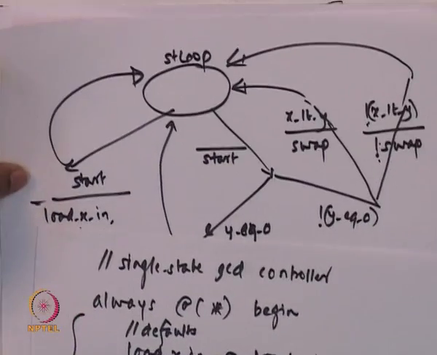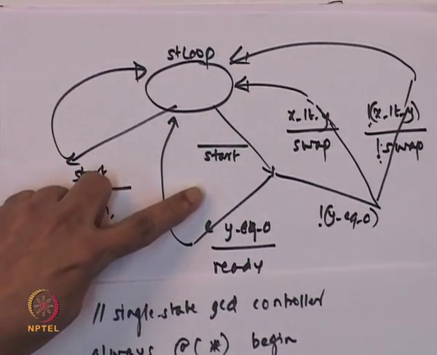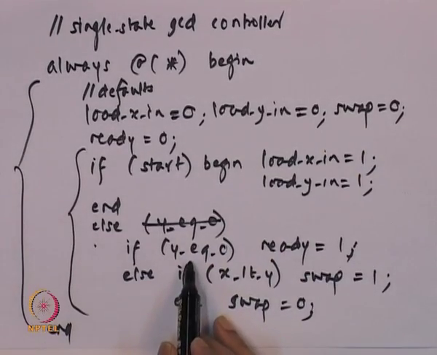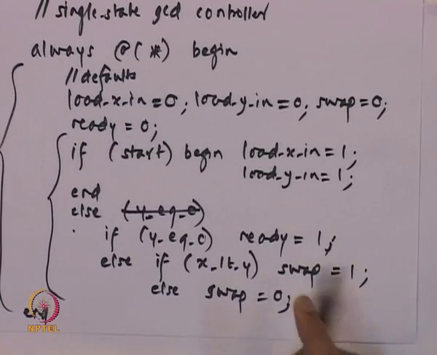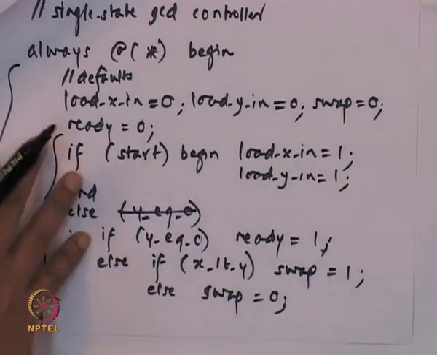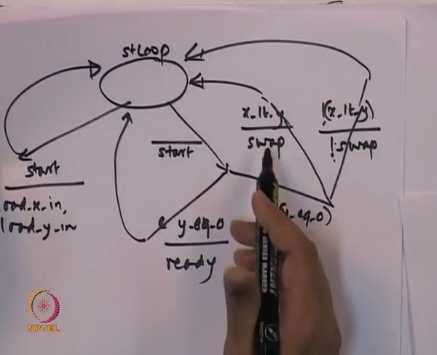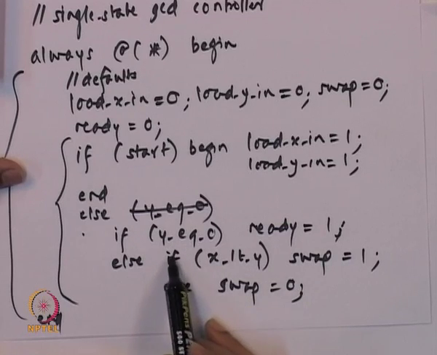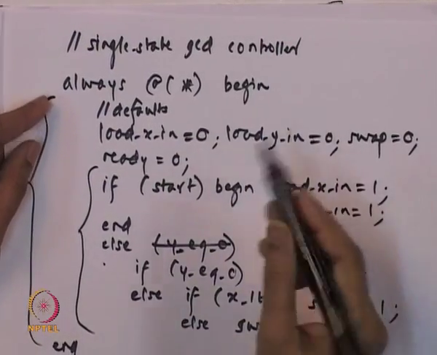You can check. If start is asserted, then load x in, load y in are asserted. If start is not asserted, that is start is 0, in that else block, it would depend on whether y is equal to 0. If y is equal to 0, the ready signal will be asserted, and if y is not equal to 0, then it would further depend on whether x is less than y or x is not less than y, in which case swap will be asserted or deasserted, which is described over here. So, this captures that particular state, single state GCD controller, which is purely combinational.